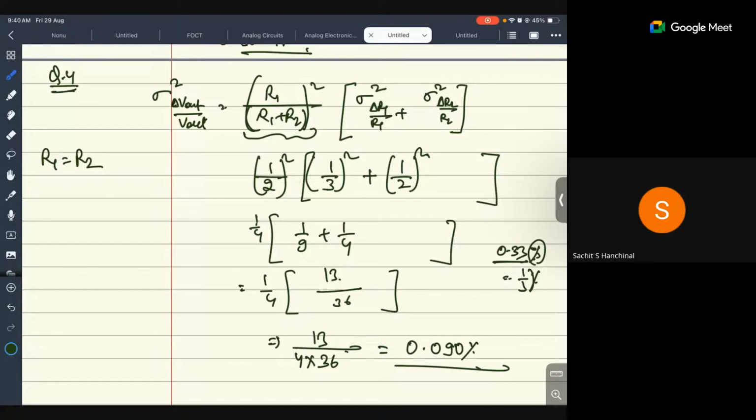Because the output voltage depends only on the resistance. So if we calculate the variance of the output voltage, we check what resistance distribution there is. Okay, resistance distribution is there, so we only calculate the variance of the output voltage in terms of resistance. Clear?